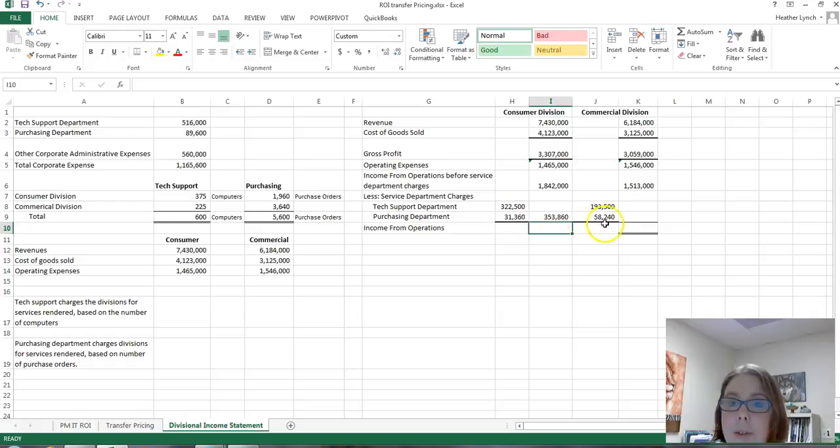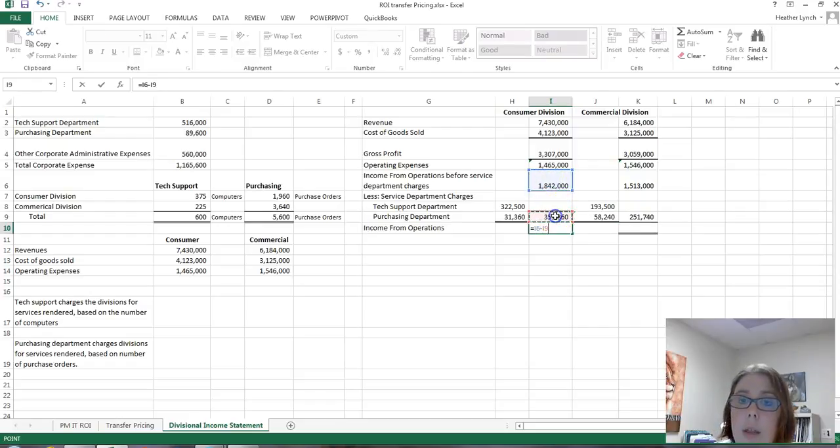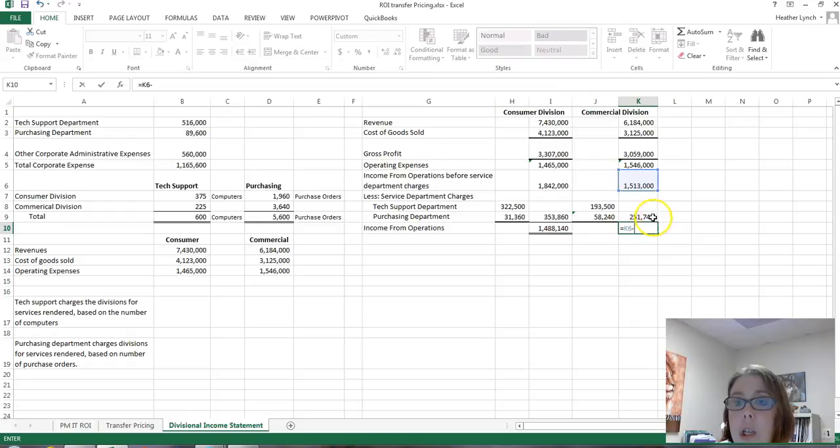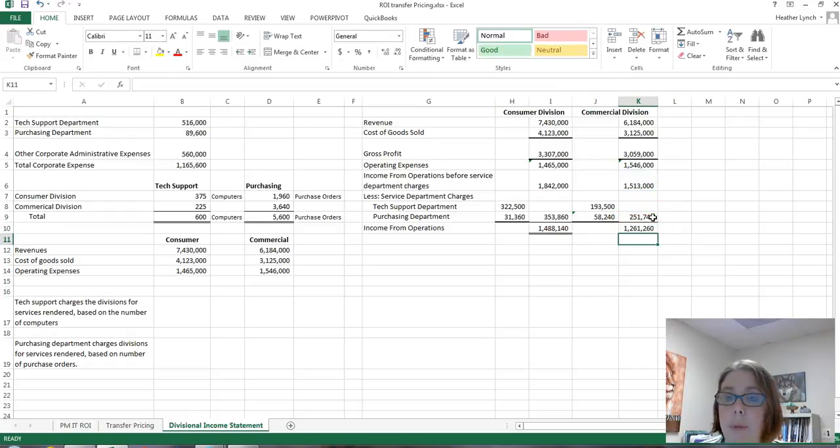Okay. Add these two together, the 322,500, the 31,360. Add the 193,500 and the 58,240 together. Now our income from operations for our consumer division is 1,480,140, and for the commercial division we have 1,261,260. So that's allocating the different departments.